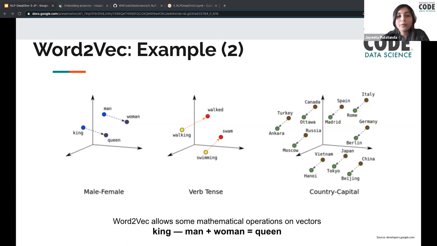So when we are doing king minus man, we are trying to find a similar contextual word to king, but we are giving a negative reaffirmation to the word man and a positive reaffirmation to the word woman. So basically then the Word2Vec model will be able to find and give you queen as the resultant value of that operation. Very fascinating.